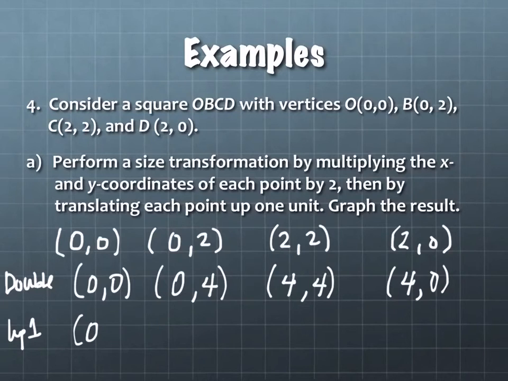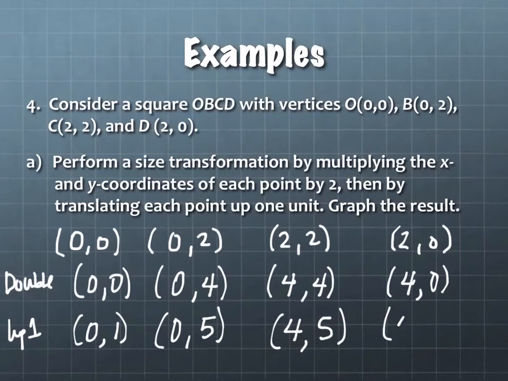So the 0 for the x value stays the same, and the 0 becomes 1. 0 for x stays the same, 4 becomes 5. 4 stays the same, and then the 4 becomes 5. 4 stays the same, and the 0 becomes 1. Okay, everybody good with that? We doubled, and then we moved it up 1. And we will call these new points O prime, B prime, C prime, and D prime.